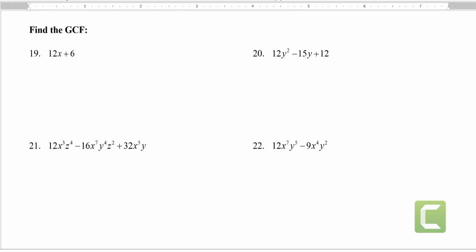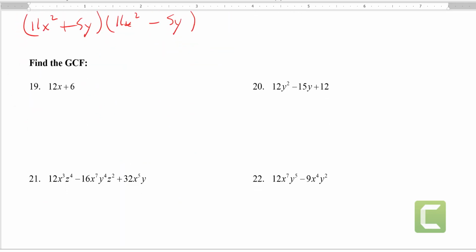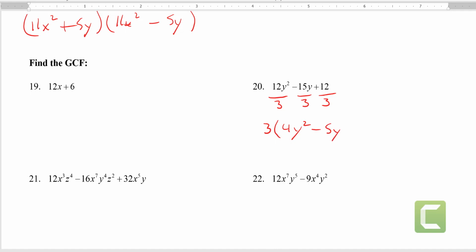Again, this is just to recall these last few problems. Make sure you're good to go with greatest common factor. Okay, let's do number 20. The greatest common factor is 3. No variable because it doesn't have a variable with the 12. So it's 3 and then 4y squared minus 5y plus 4.